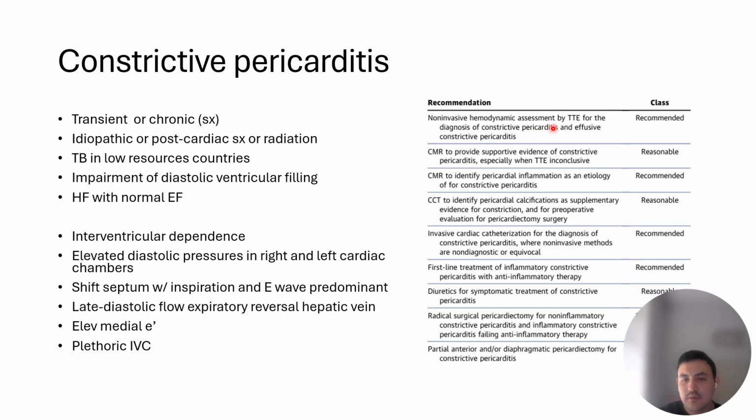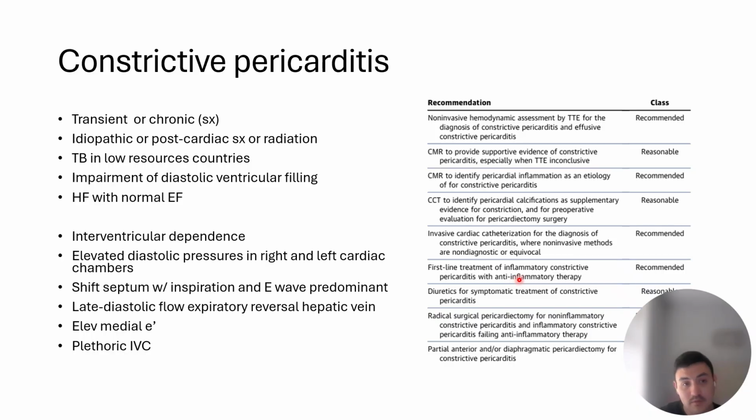So what is recommended? Echocardiogram is recommended. Cardiac MRI is reasonable if the TTE is inconclusive. Cardiac MRI also can be helpful for pericardial effusion. CT if you are suspecting any calcifications here. Invasive testing when all of these fail. What is the first line treatment of inflammatory constrictive pericarditis?